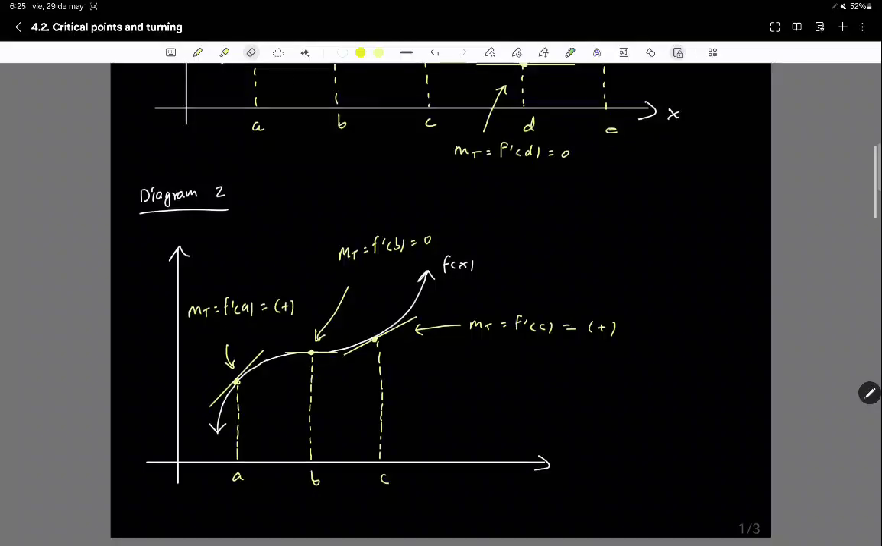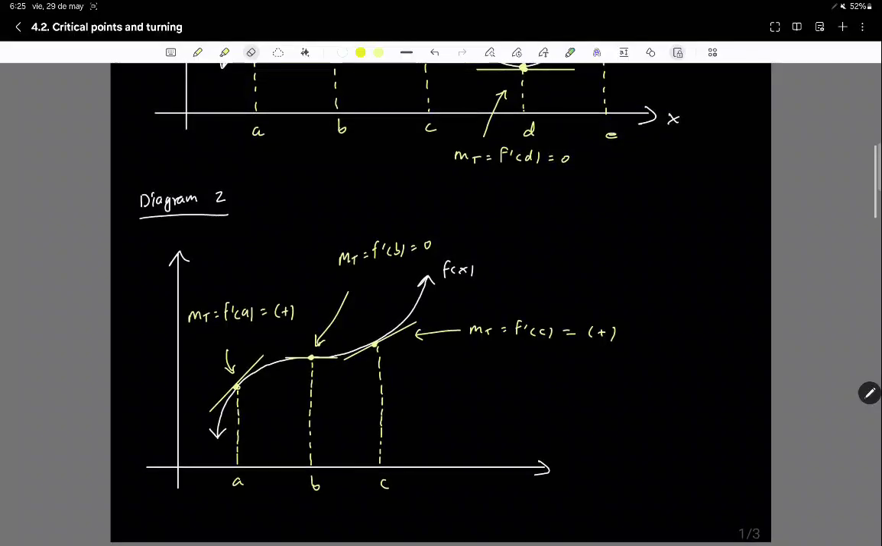Okay. Now, what about this other diagram? We have something similar, although not the same. At point B, we have that the slope of this tangent is also horizontal or 0, right? The slope of the tangent equals f prime of b. That is the derivative evaluated in b, and that must be 0 because the slope is horizontal, right?